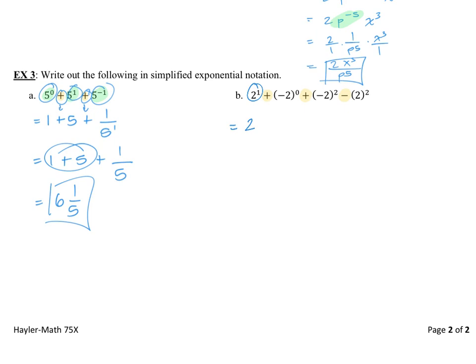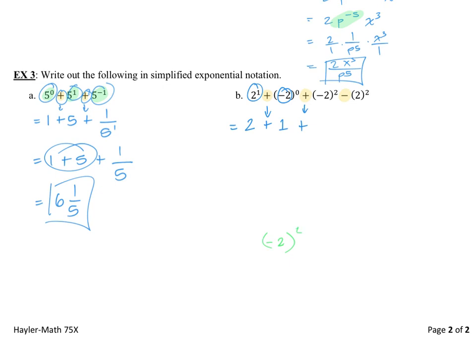You can go ahead and pause the video and try to work this one out by yourself if you want. All right. So, negative 2 to the 0 power. Well, anything to the 0 power is just going to be 1. So that will be 1. Bring down this plus sign. Negative 2 to the second power. Oh, this is interesting. Let's write this one out. Negative 2 to the second power.